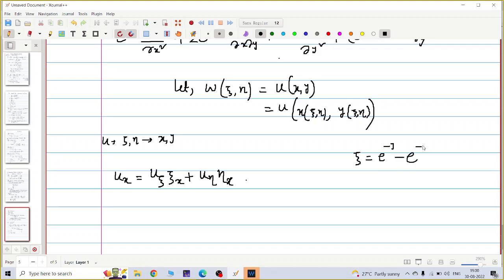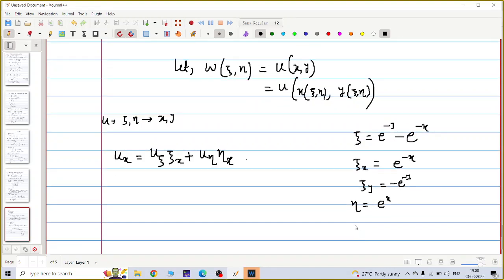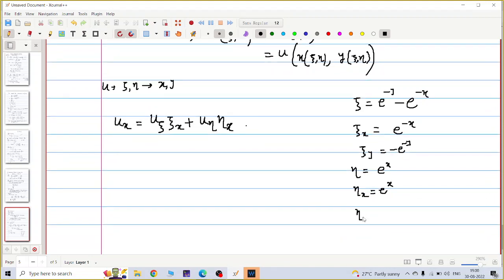Now we write xi and eta: xi is e power minus y minus e power minus x. So what is xi_x? xi_x is e power minus x. What is xi_y? xi_y is minus e power minus x. And eta equal to e power x. So what is eta_x? e power x. What is eta_y? It is 0. I just calculated xi_x, xi_y, eta_x, eta_y, and put it here. Is it okay?